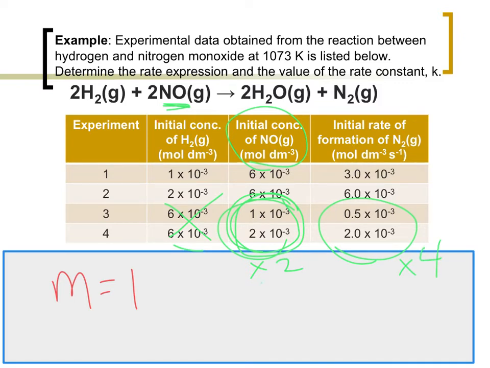So if we double the concentration and get 4 times faster of a reaction, that's an exponential relationship, where the rate is proportional to the concentration squared. And so that would indicate a second order reaction.